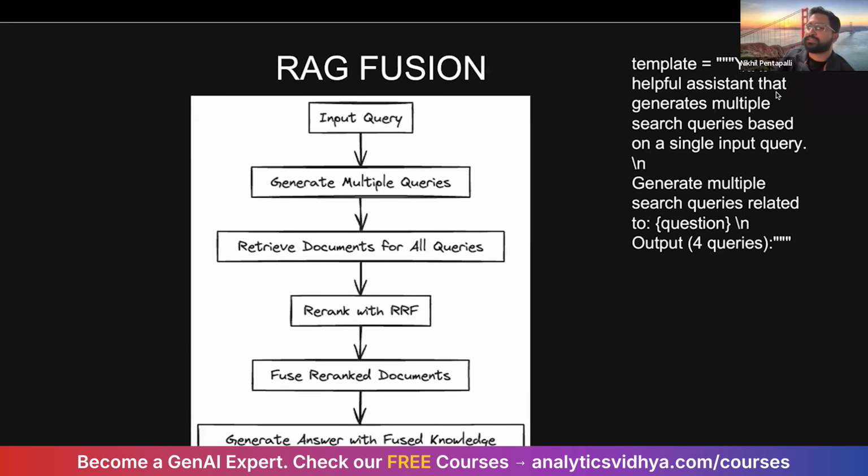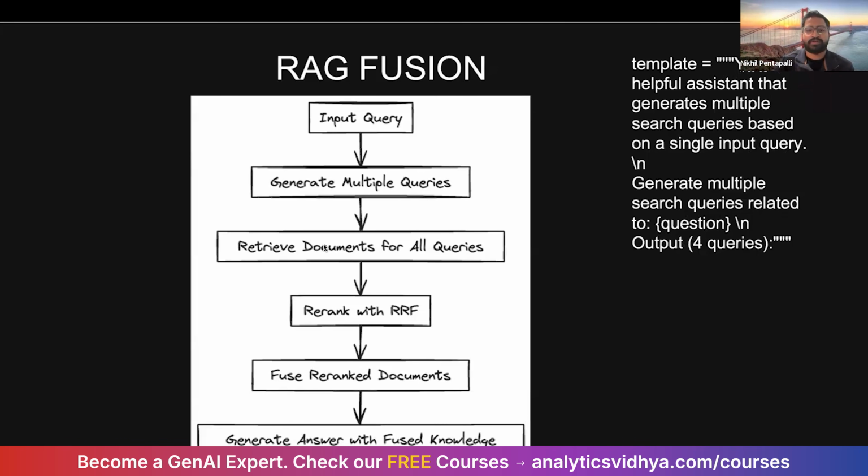So you're a helpful assistant that generates multiple search queries based on a single input query. Generate multiple search queries related to the question. Output should be like 4 queries. So now you have, instead of one question, 4 questions with a similar meaning from different dimensions.